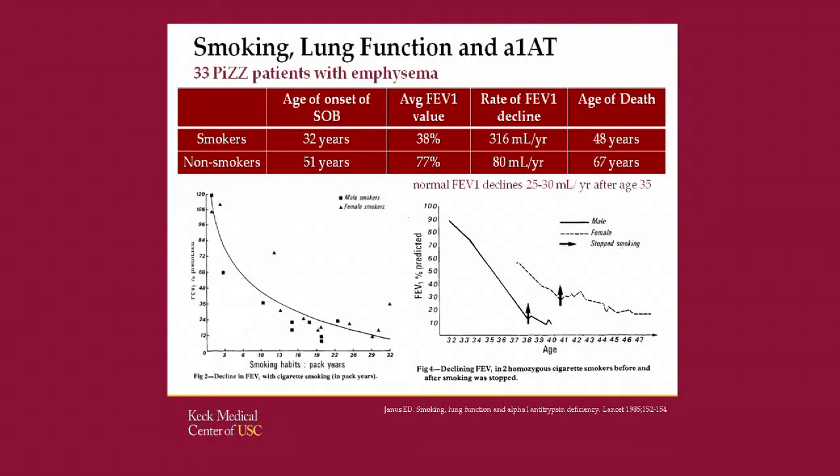And remember that 25 to 30 number we've talked about, normal loss of lung function? Well, if you look at the PIZZ category, this was a study of 33 patients. If you're a smoker, the age of onset of shortness of breath happened at 32 years of age, compared to non-smokers at 51 years of age. The average FEV1 value was 38% compared to 77%. And look at the rate of decline, 316 and 80 compared to that 25.